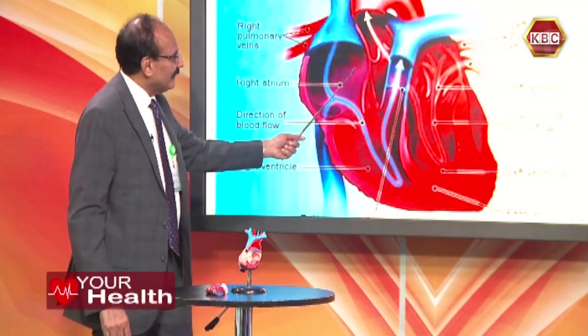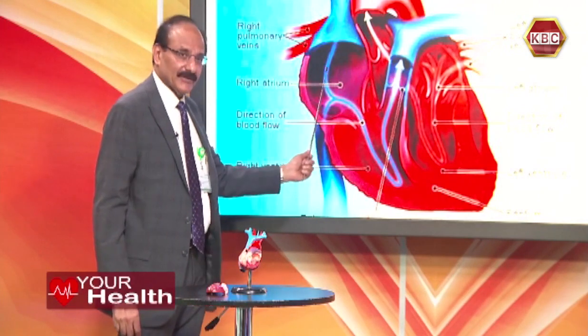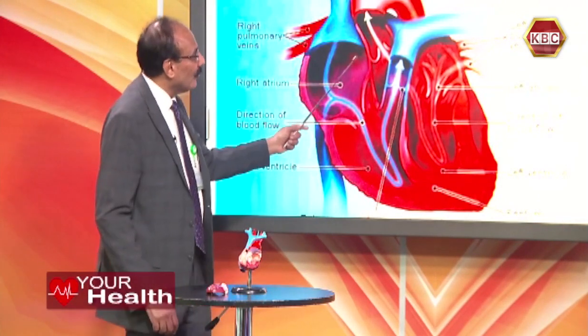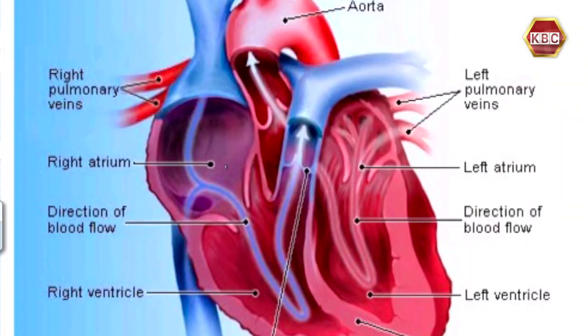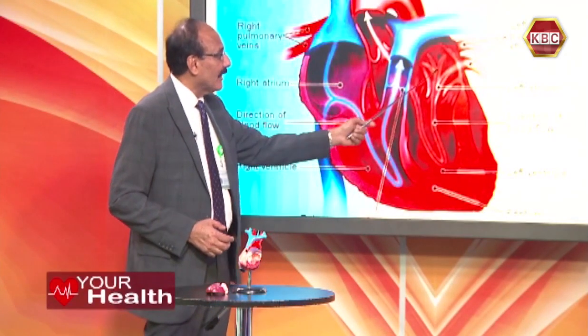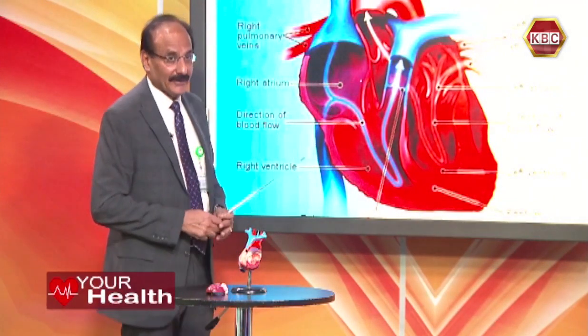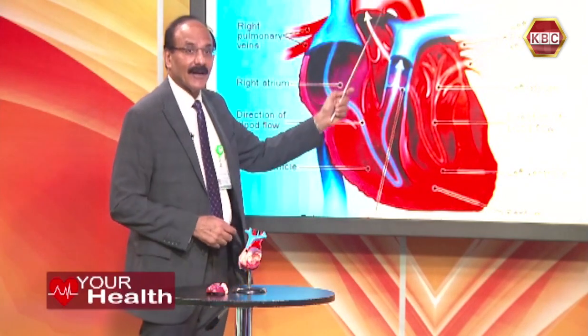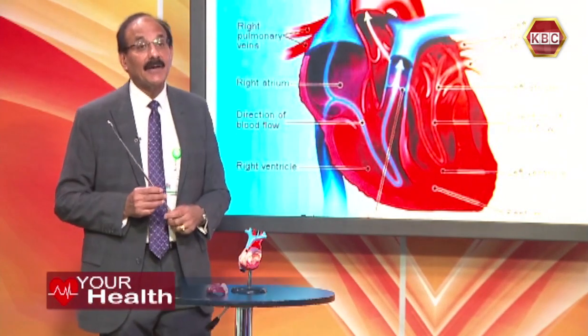How does it affect the child? Exactly. So when there is a hole between the two upper chambers or two lower chambers, in normal health there is no mixing of impure blood and pure blood. But when there is a hole in the wall, the pressure on the left side is more than the right. So blood will start shunting from left to right. So the right side gets more blood, and more blood goes into the lung. So the child becomes breathless.